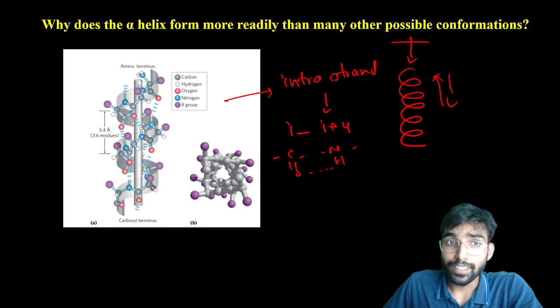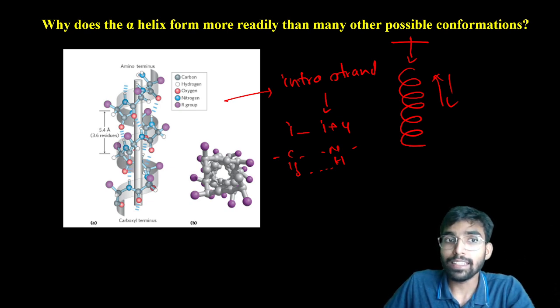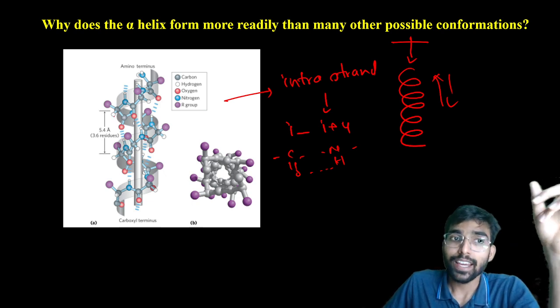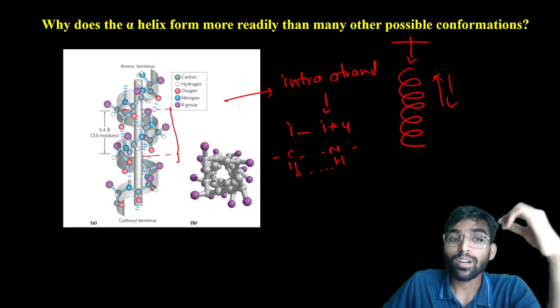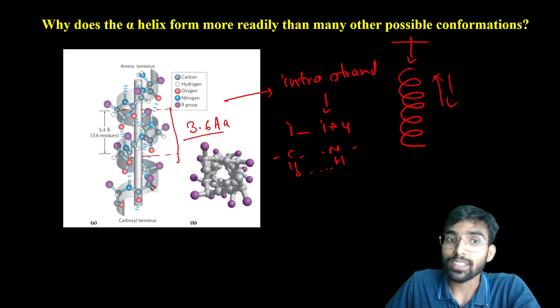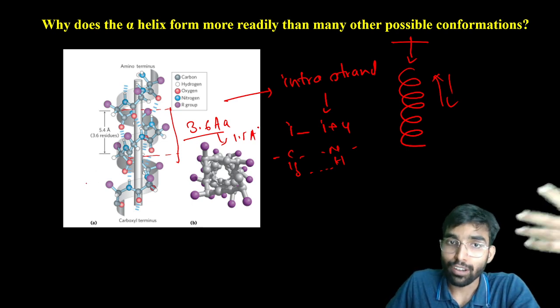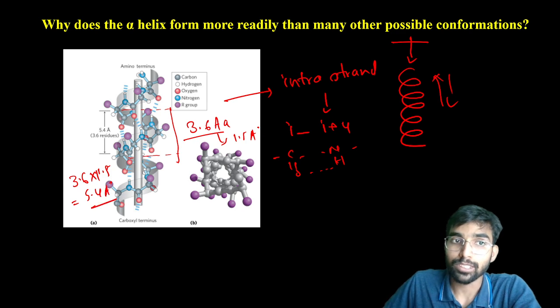Here one imaginary axis is assumed, and then the polypeptide chain is just wrapping around the axis, right? So that's called one pitch, and one pitch consists of 3.6 amino acids. In case of alpha helix, the distance between two alpha carbons or two amino acids is 1.5 angstrom. So there are 3.6 amino acid residues on average, and 1.5 angstrom is the distance between two amino acids. So 1.5 into 3.6 is 5.4 angstrom.